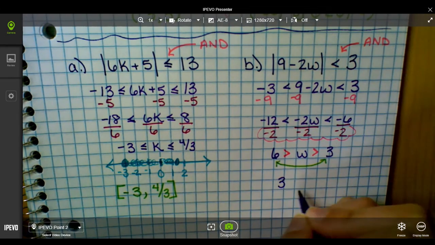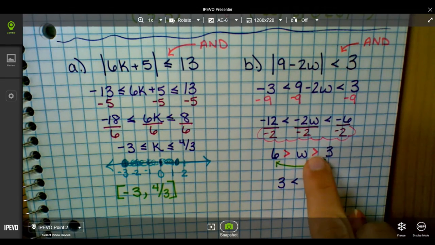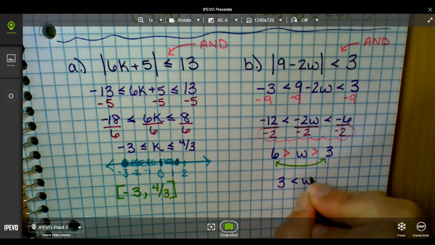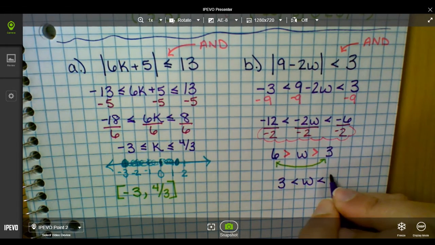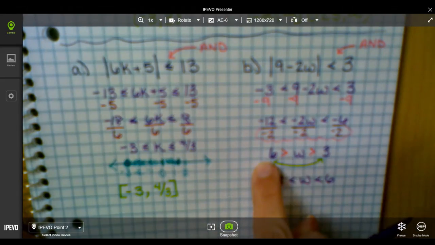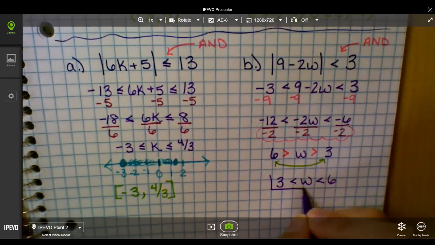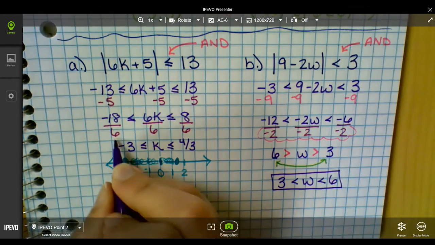So my lower number 3 is going to be on the left. And when I flipped everything around, notice how the 3 is less than the W. It's the alligator's eating the W over here. I still want the alligator eating the W over here. And then that has to be less than 6. So notice how the alligator's eating the 6 in this case. All right, so then that is how you turn it around. You have to flip everything around. The W is the only thing that's really staying in the middle.